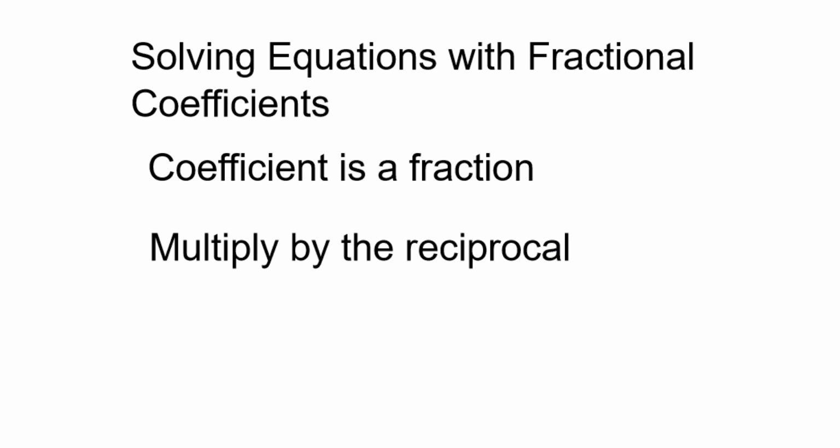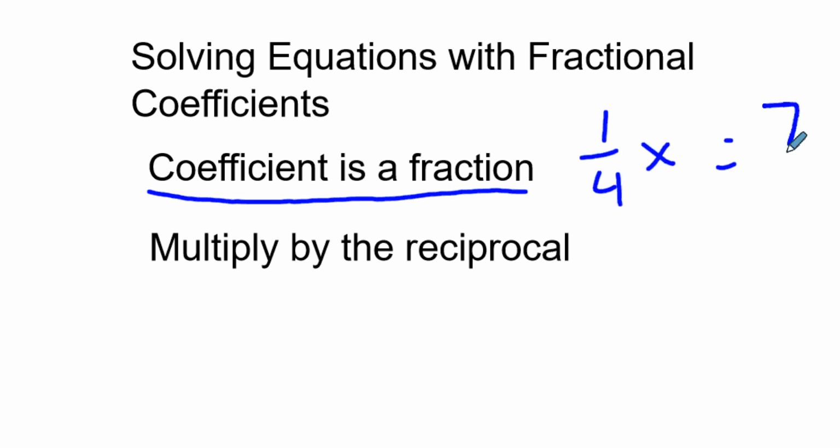So basically, where we're going to start today, the coefficient is going to be a fraction. That means we might have a value like 1/4 x equals 7 or something like that. Remember, the coefficient is the number in front of a variable. The way we get rid of fractional coefficients, because we don't like working with fractions, is we multiply by the reciprocal. The reciprocal of 1/4 is 4/1. You just flip it.